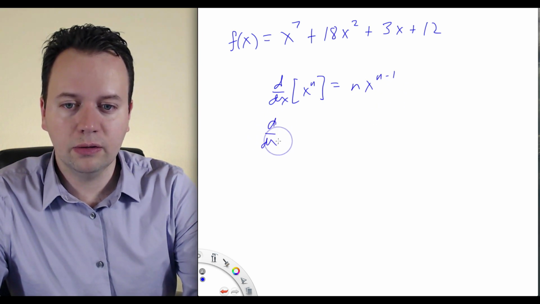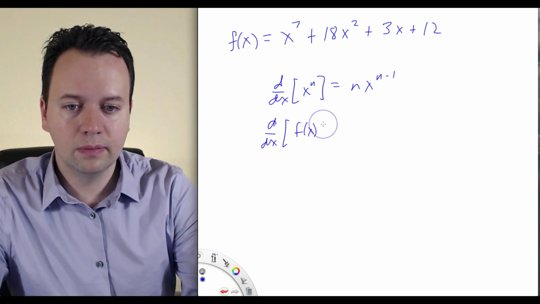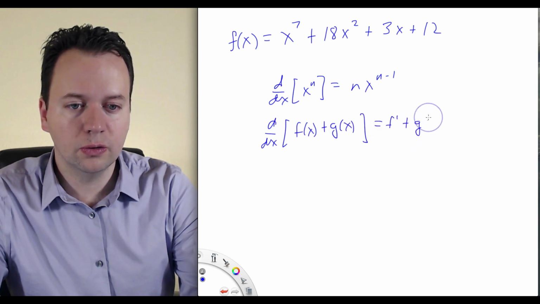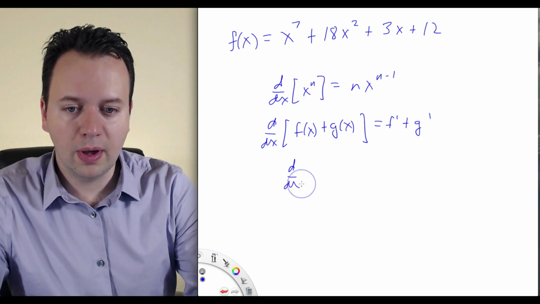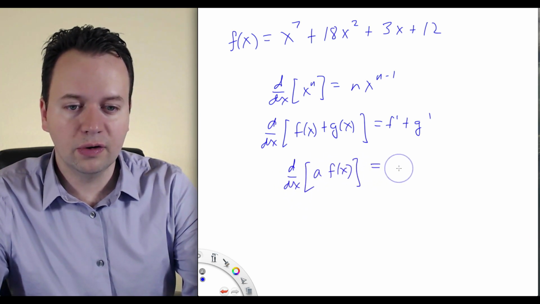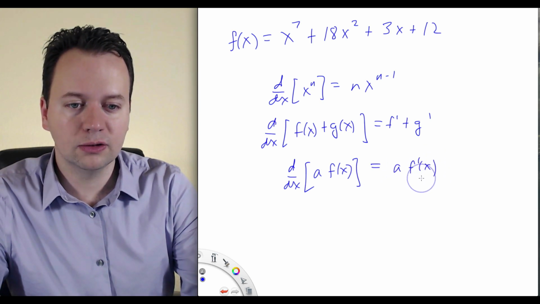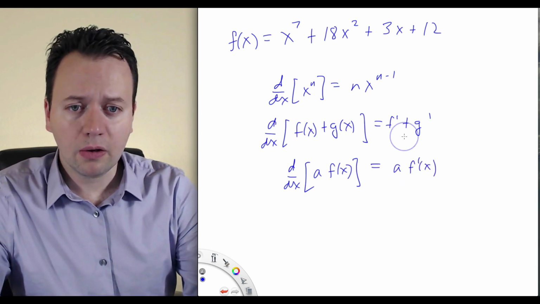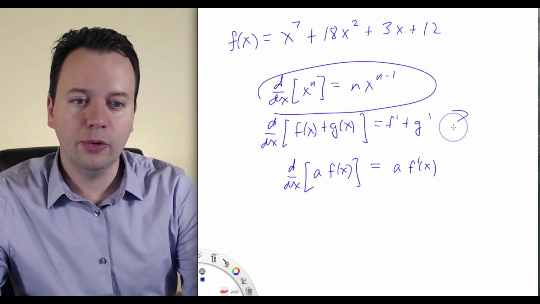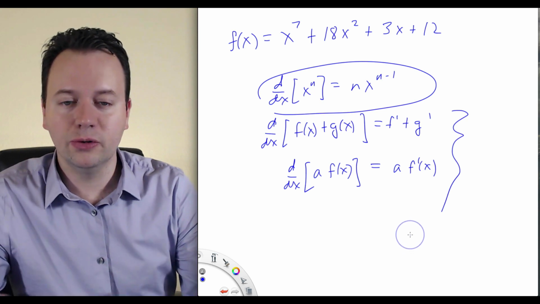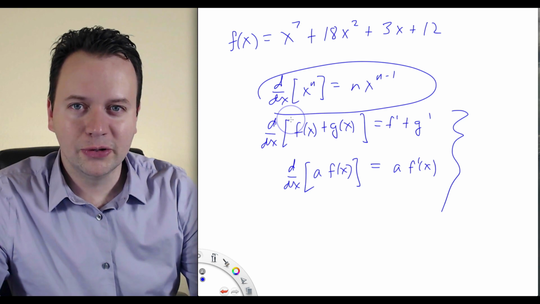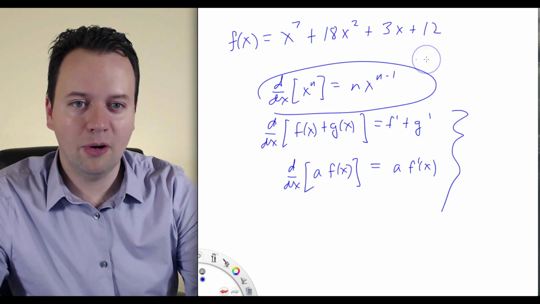We also saw that the derivative of the sum of two functions is just equal to the derivative of the first plus the derivative of the second. And also that when we have a constant, say a times f of x, the derivative is just a times f prime of x, just like that. So we can use our rule for power functions coupled with these two linearity properties to take derivatives of arbitrary polynomials. So here is an example of a polynomial.